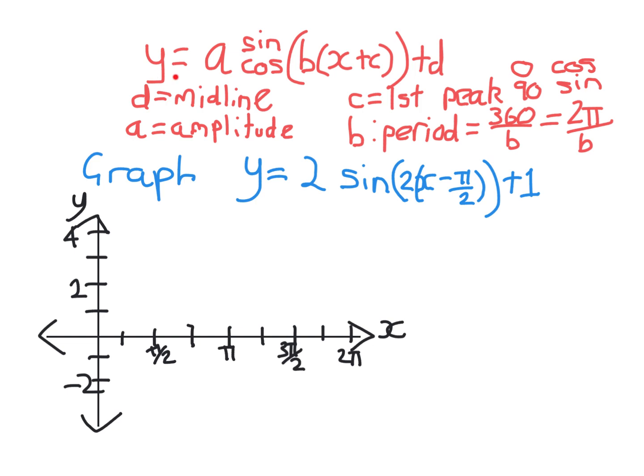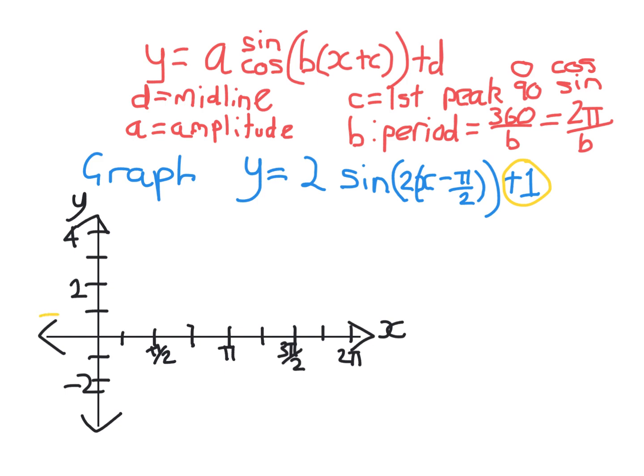So what you do when you have to graph an equation of this form is identify these features. The first thing, and I want you to do this in order, go D, A, C, B. First thing you identify is the midline. So let's look at the graph of y equals 2 sine of this plus 1. This number d out the end, that is the midline.